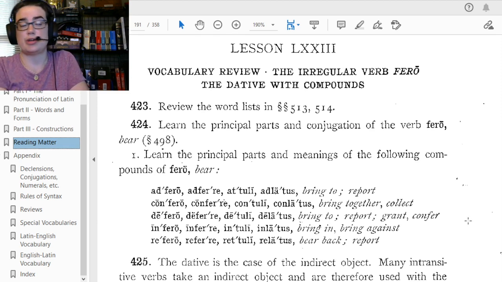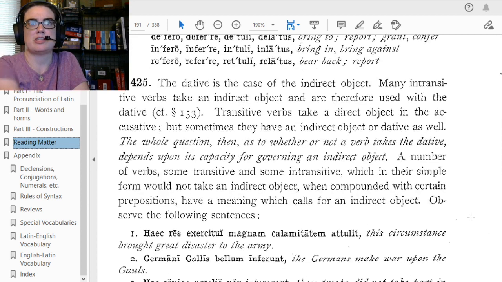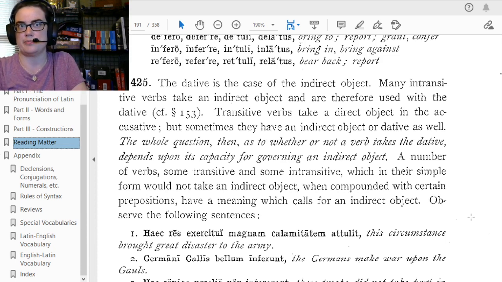Right. Our third point for the day, the dative with compounds. So the dative is the case of the indirect object. We know that. I give a gift to something or other, to or for.